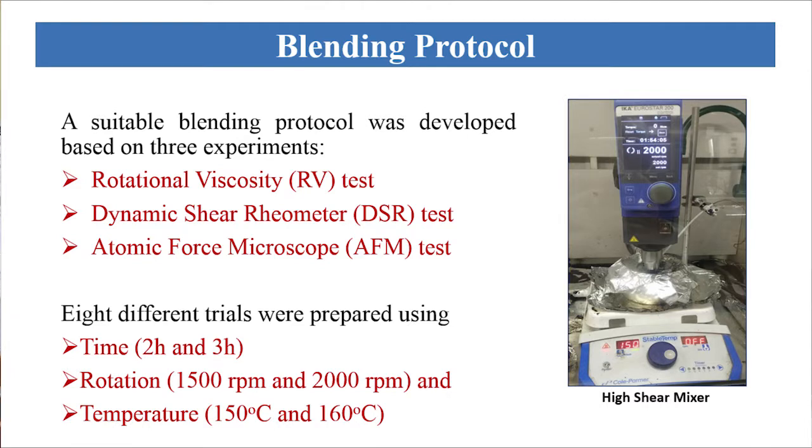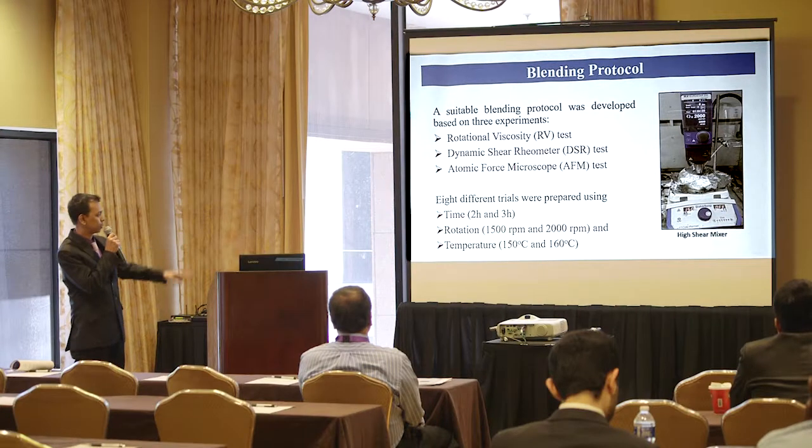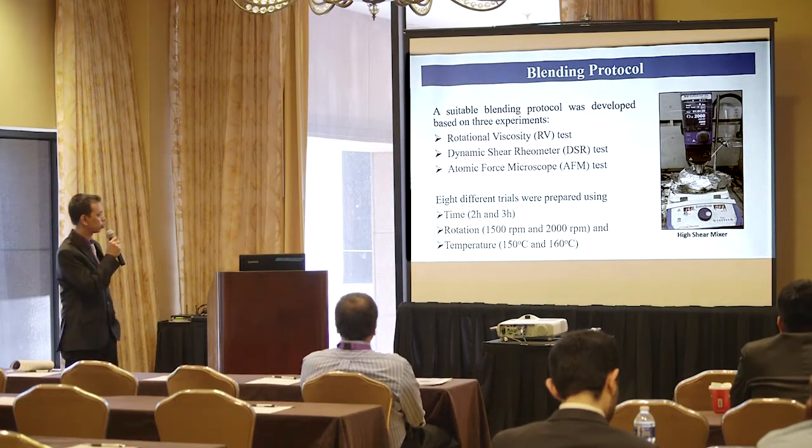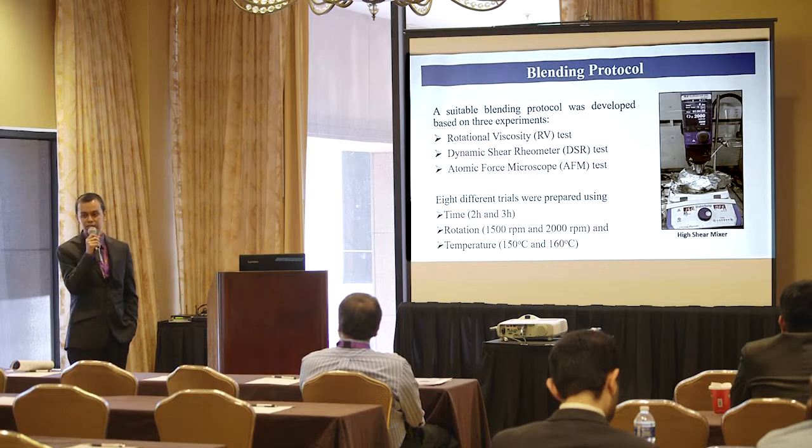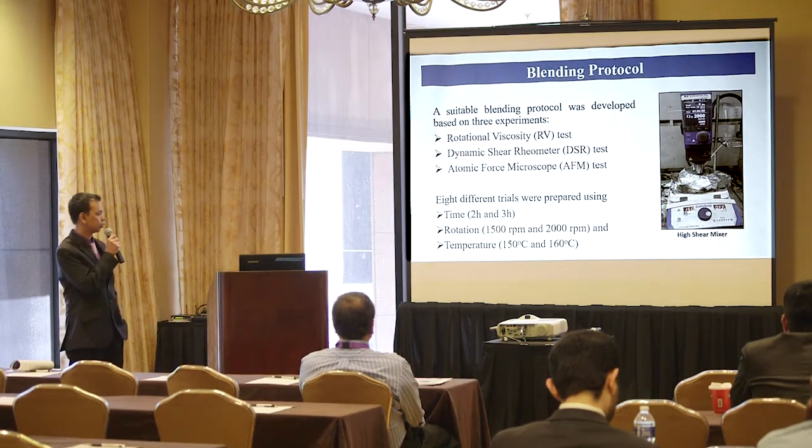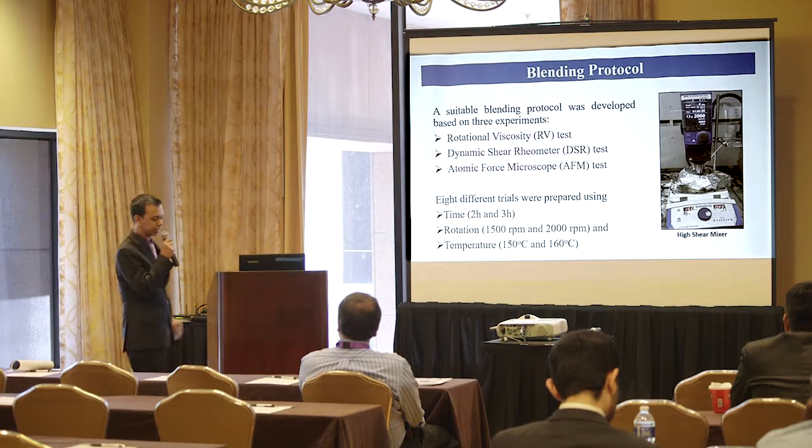Here we try to find out a suitable blending protocol to mix the nanoclay with the asphalt binder. Basically, here we made 8 trials and did 3 tests: the RV test, DSR, and AFM. For these 8 trials, we used 2 blending times, 2 hours and 3 hours, 2 rotation speeds, 1500 and 2000 RPM, and 2 temperatures, 150 degrees Celsius and 160 degrees Celsius.